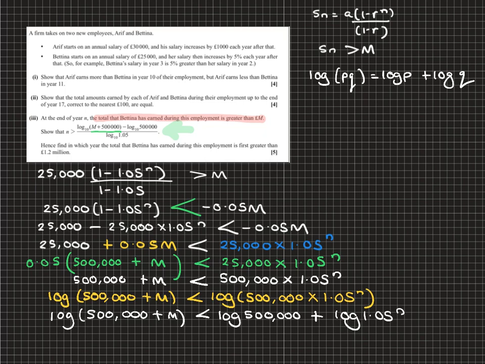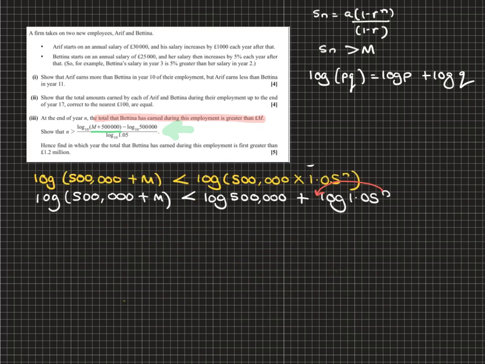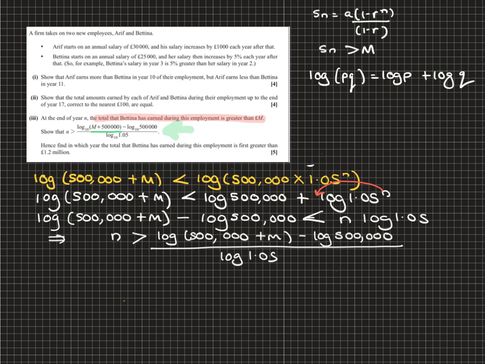And we're then going to use another log rule, which will allow us to bring this n down to here. And at this point, you should be able to see how we're getting to the final answer. So here we go. Let's keep simplifying. So log(500,000 plus m), subtract log 500,000 is less than n log 1.05. So simply dividing by the log of 1.05 then gives us the result that we were required to get to.